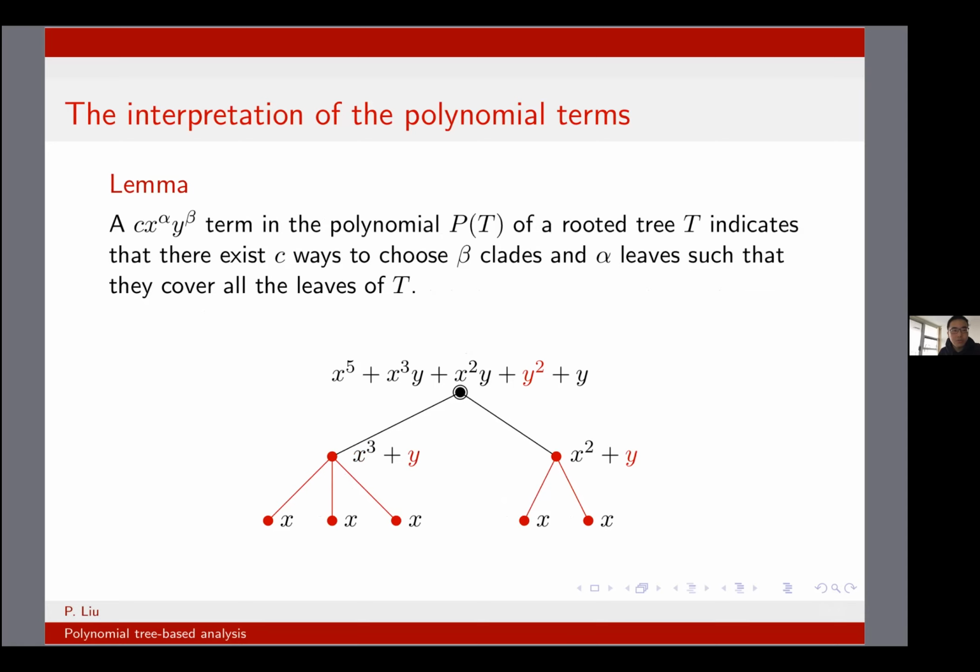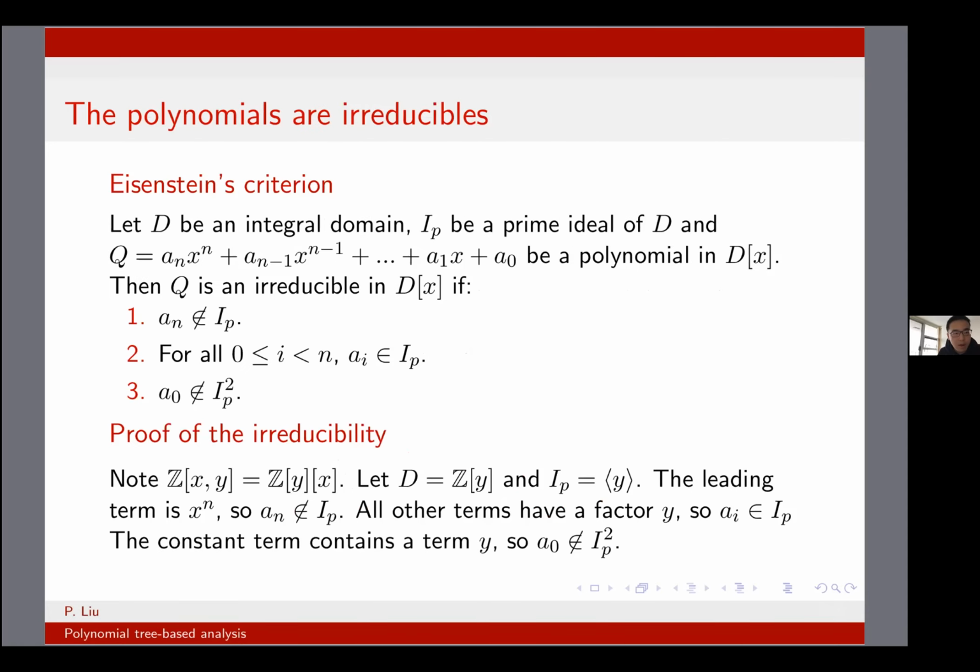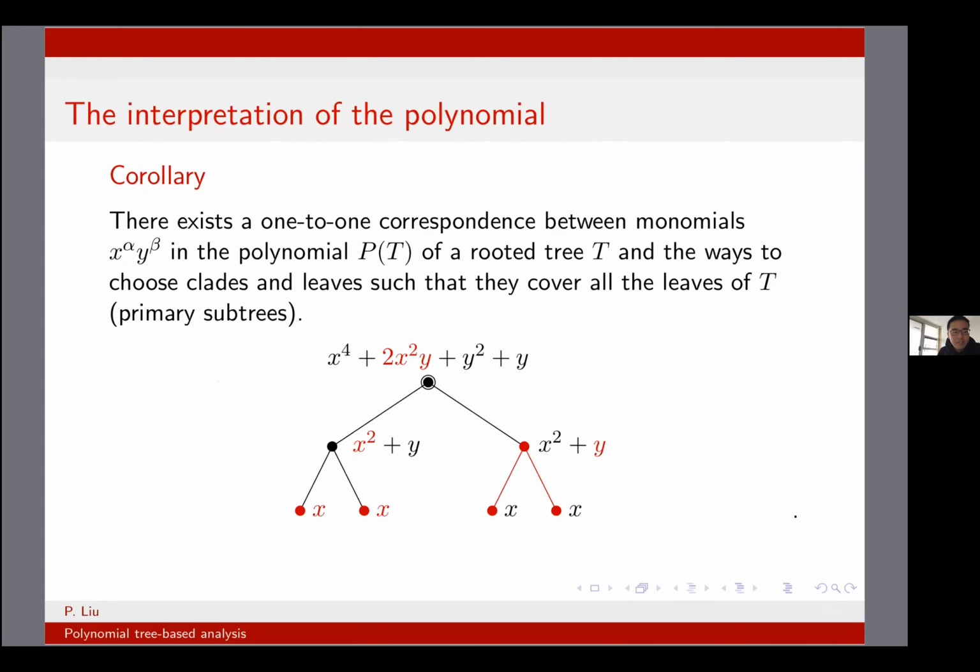So if we choose Z[y] to be the integral domain and the prime ideal to be the ideal generated by y, the leading term is always x to the power of n, and the leading coefficient is always 1, and 1 is not in the prime ideal. And it is easy to convince you that the leading term is the only term that doesn't contain a y variable, because that's the only way you can choose all the leaves without choosing any clade, and for all the other terms you have to choose at least one clade.